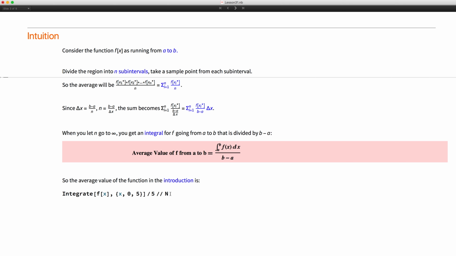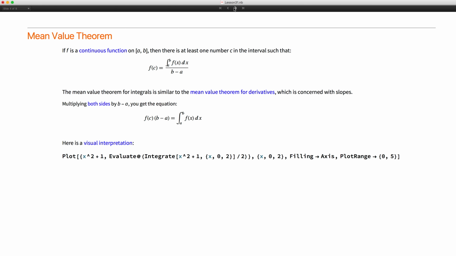So in our example, if you want to work out the average value, you simply find the integral from 0 to 5 and then divide by 5 and you get back the answer. Okay, now a much deeper fact is something called the mean value theorem, which says that if you have a continuous function on an interval, then there is at least one number c in that interval such that the value of the function is equal to the average value. That should remind you of the mean value theorem for derivatives, which did the same thing, but now for integrals over intervals and areas rather than slopes.